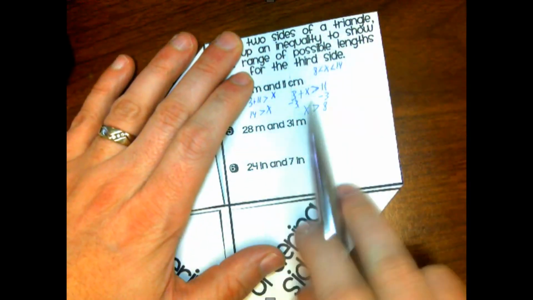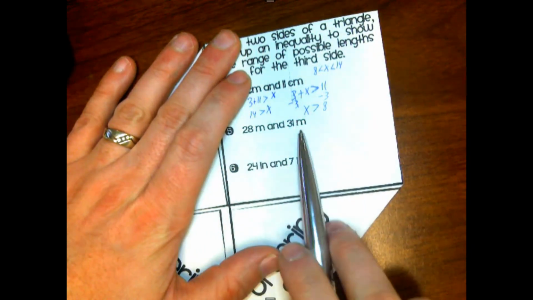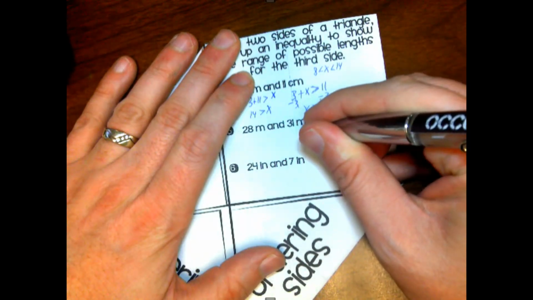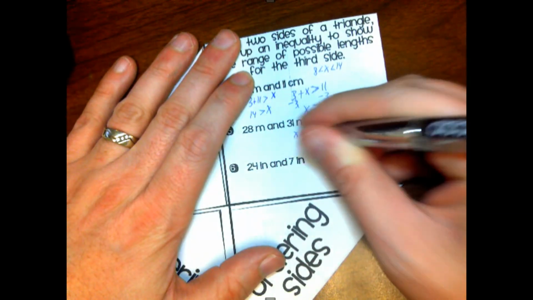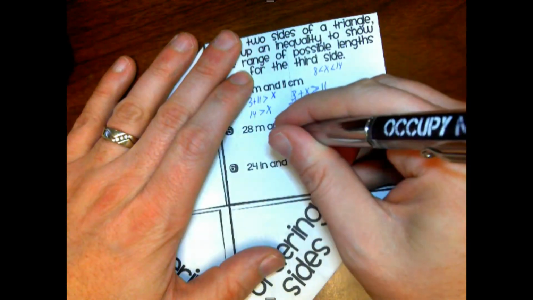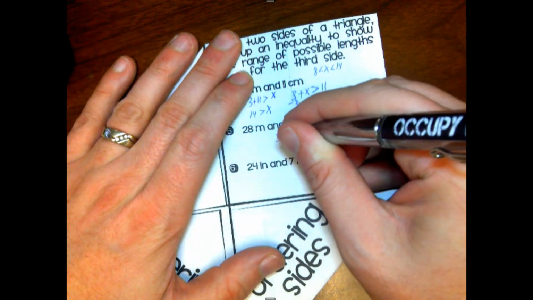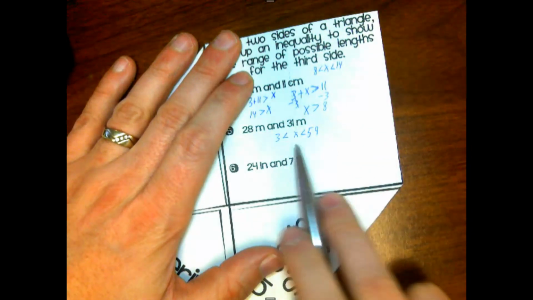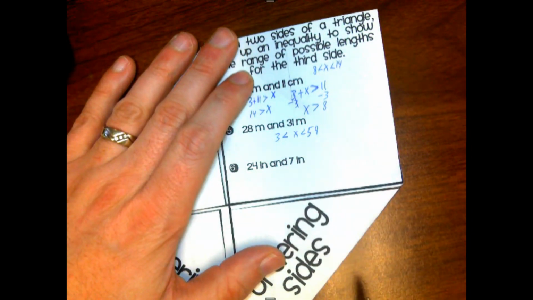Same process here. I know that 28 plus 31 is 59, so that's the biggest. My x can't be bigger than that. And 31 minus 28 is 3, which means that x can't be any smaller than that. That's a pretty big range, but anywhere in there would work. Anything bigger than 3 and smaller than 59 would create a viable triangle here.